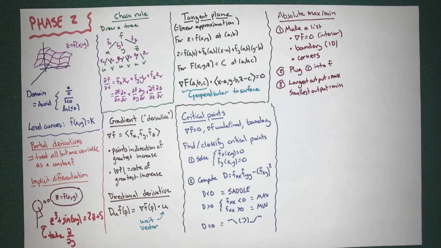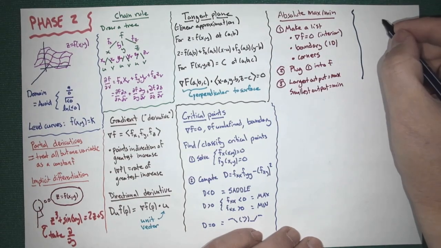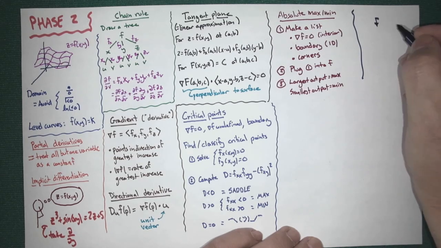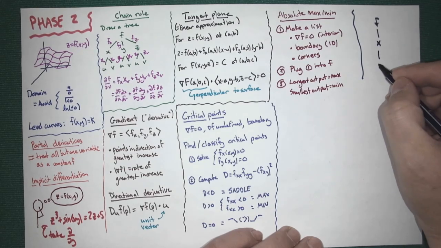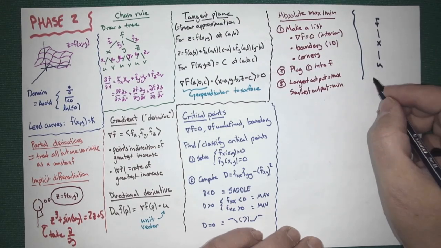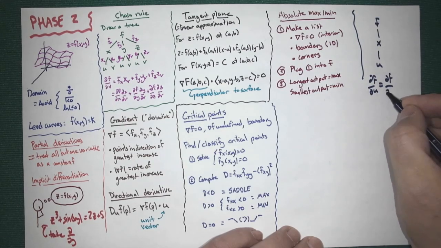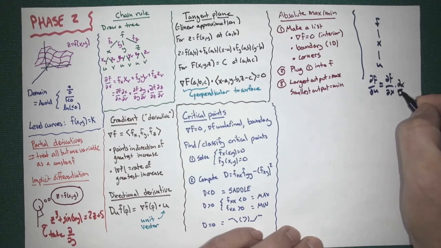Now, what's a little bit spicier than Calc 1 is the chain rule, because that is more involved. Because the chain rule in Calc 1, if you were thinking of this in terms of like a tree, you'd say, oh, I have my function f, which depends on x, which depends on u. And so then I would say, if I want to find the derivative with respect to u, I just go down the tree, partial f, partial x, partial u.